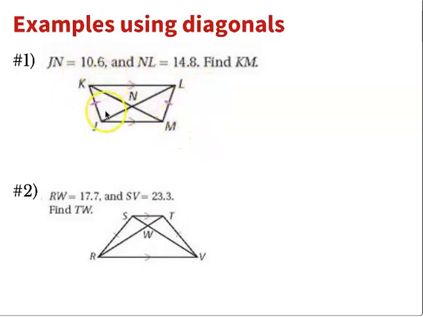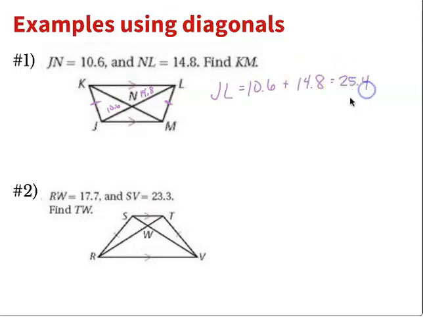Then we're given some information. We are given that JN, the distance from J to N, is 10.6. I'm going to put that in there. And we know NL is 14.8. So what is the entire length? Do we know the entire length of that segment, JL? Sure we do. JL would have to equal, we just add together the two given values. And what do we get?